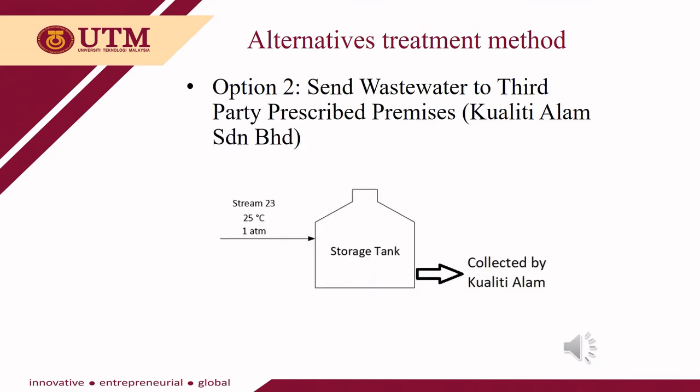Another alternative is to send wastewater directly to a third-party premise prescribed by the DOE, which is Kualiti Alam. Wastewater from stream 23 will be held for a short period in a storage tank before being collected by Kualiti Alam. All treatment processes will be done by Kualiti Alam.